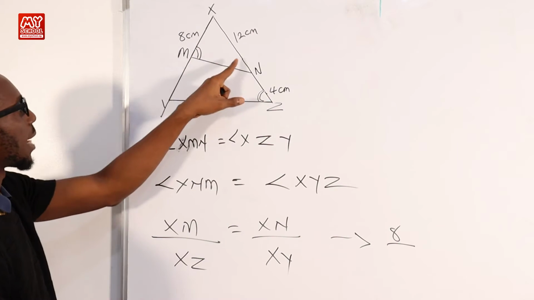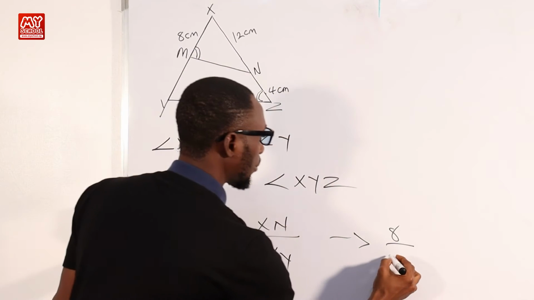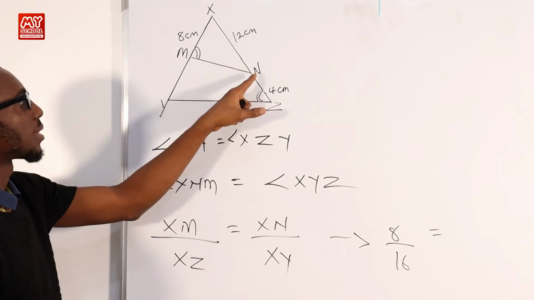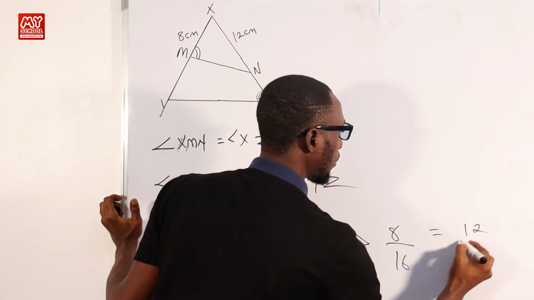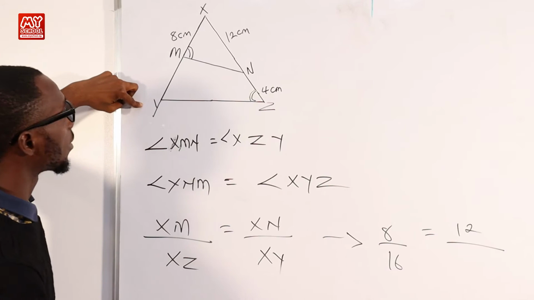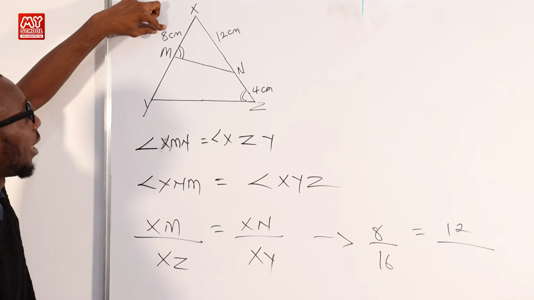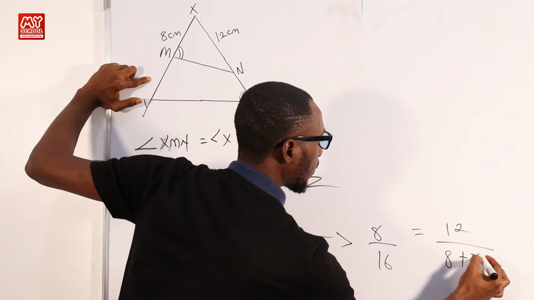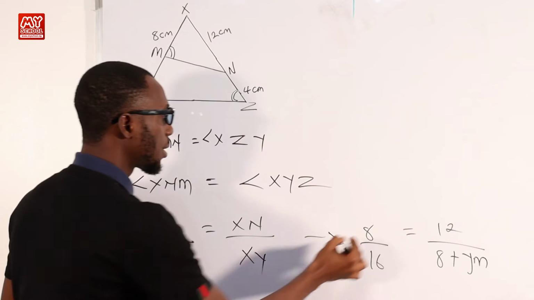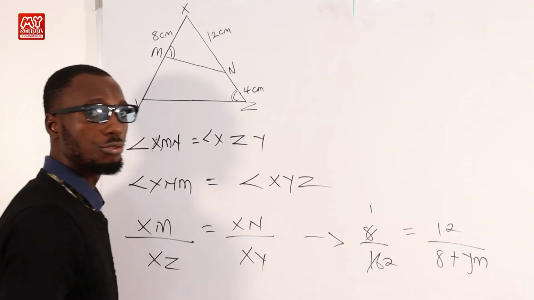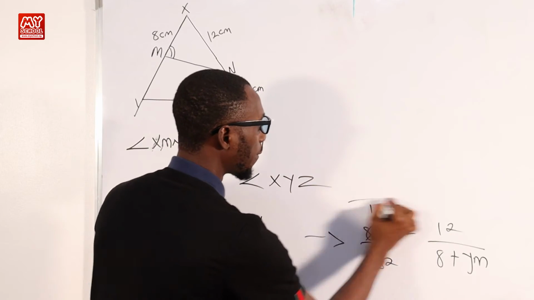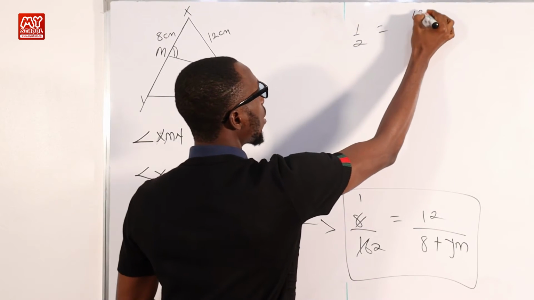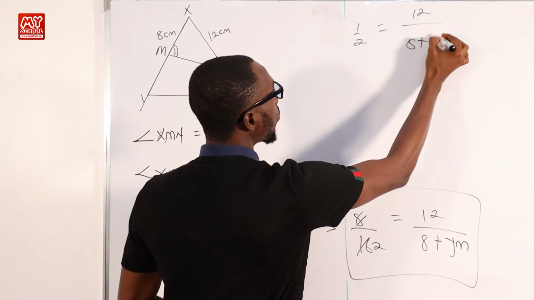over XZ, that is 12 plus 4, that is 16, equals XN. XN is 12 over XY. So XY is 8 centimeter plus YM. Okay, so this is 8 here, 1, 8 here, 2. So let's just replicate all of this. Let's bring it up so that we can have enough space to work with. So we have 1 over 2 equals 12 over 8 plus YM.